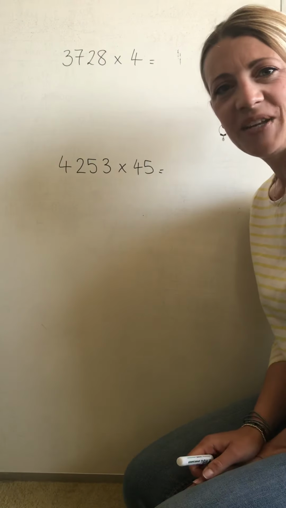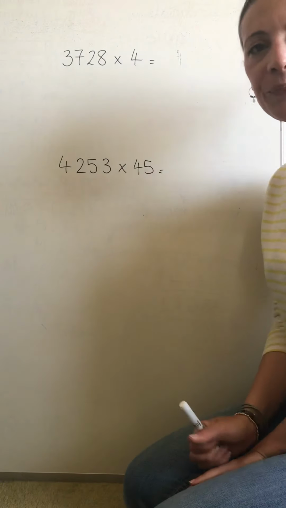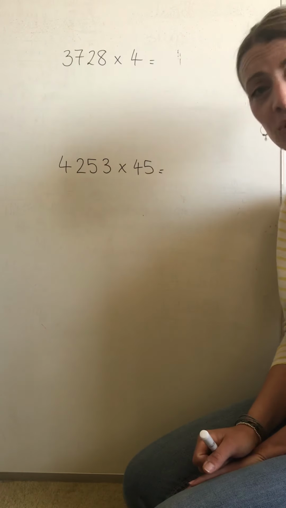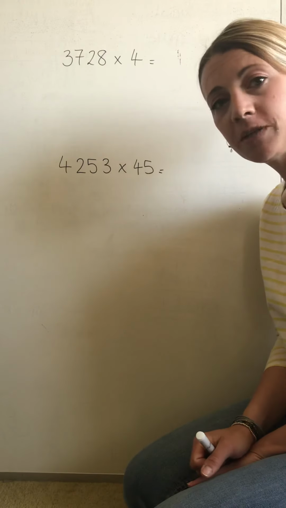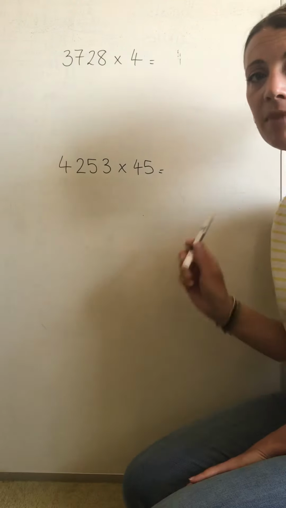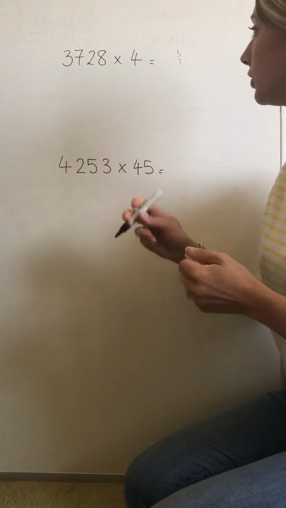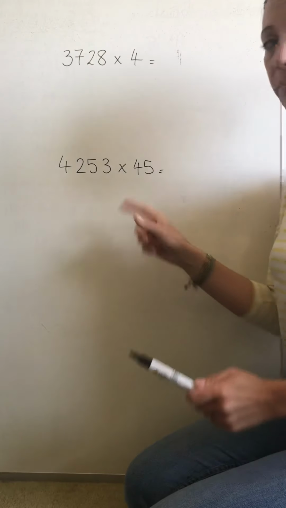Hi, this is a really quick video about multiplication. The method we're going to do is called short multiplication, compact multiplication, or vertical multiplication. Basically, it's probably the way that most parents did their method at school. I'm going to show you it for multiplying by 1-digit numbers and then by 2-digit numbers.